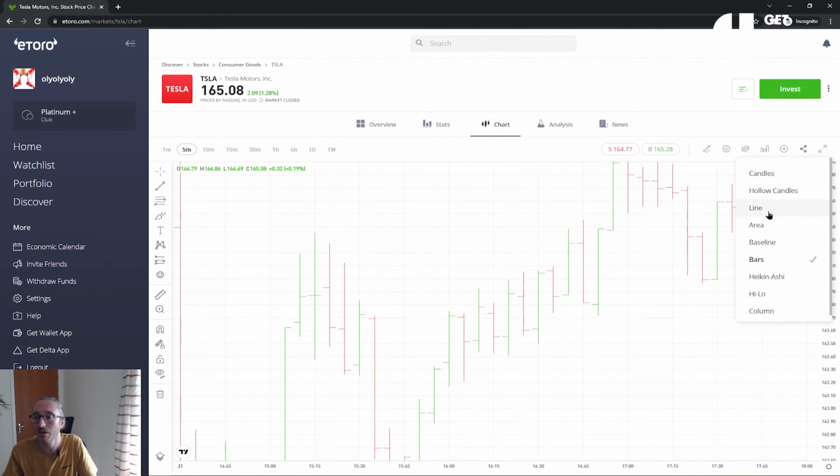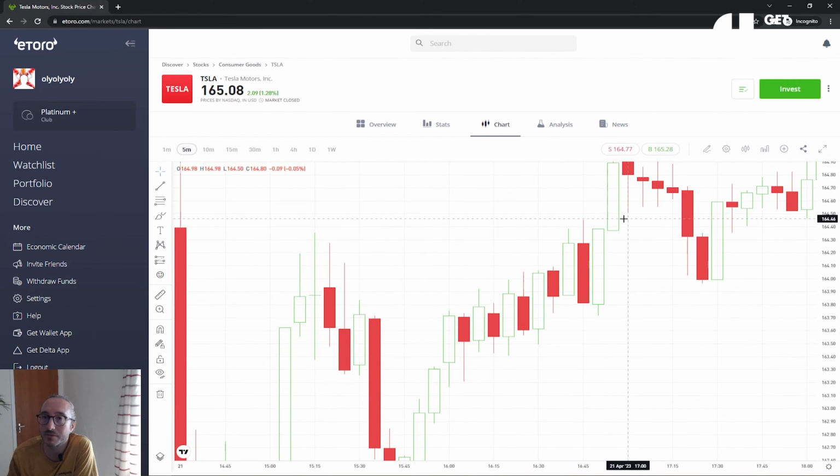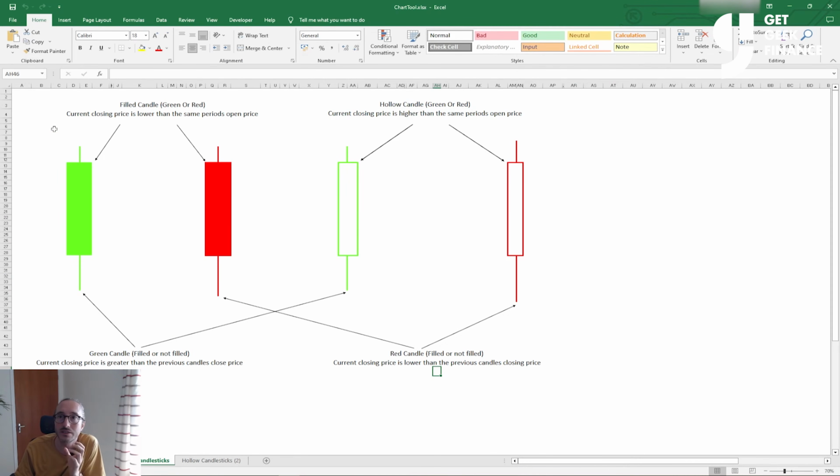I'm not going to go through all of the chart types here. Most people just use normal candles, but I will explain hollow candles briefly, because while they look similar, they are actually very different, so you don't want to confuse these with normal filled candles. Hollow candles use color and fill attributes to show the price behavior. When a candle is solid, it means the current closing price is lower than the same period's opening price. When a candle is hollow, it means that the current closing price is higher than the same period's opening price. The candle's color compares the current closing price to the previous candle's closing price.